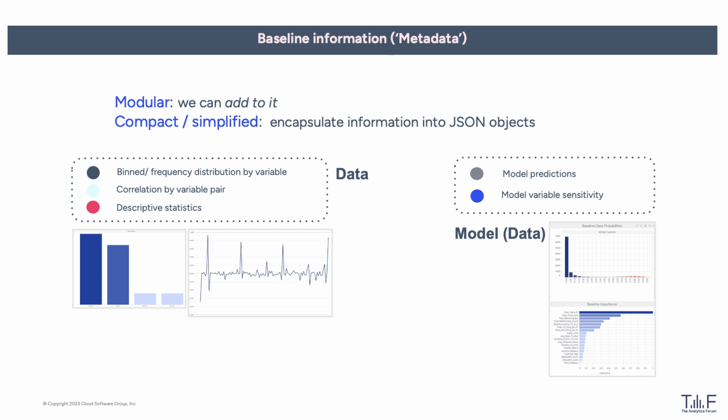We also encapsulate the information about the model in terms of the initial predictions. Here we see a prediction distribution, or the variable importance of the model on the first data set. And this information is modular, so if we find new metrics, new measures that we think are worth adding, we can add them quite simply the way the code is written. And it's also compact because all the information is encapsulated into JSON objects, which can then be shared across systems.